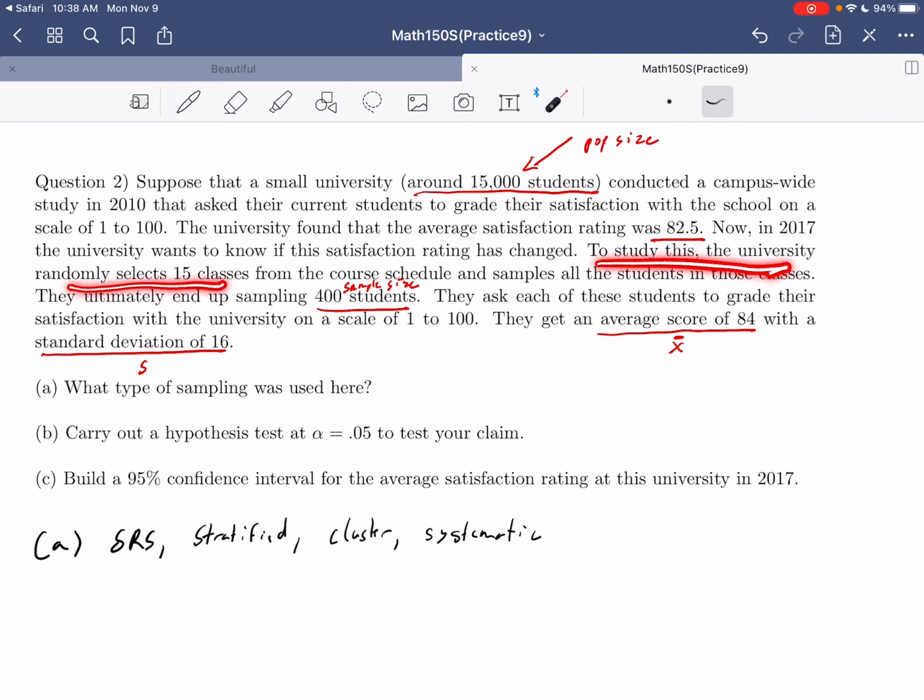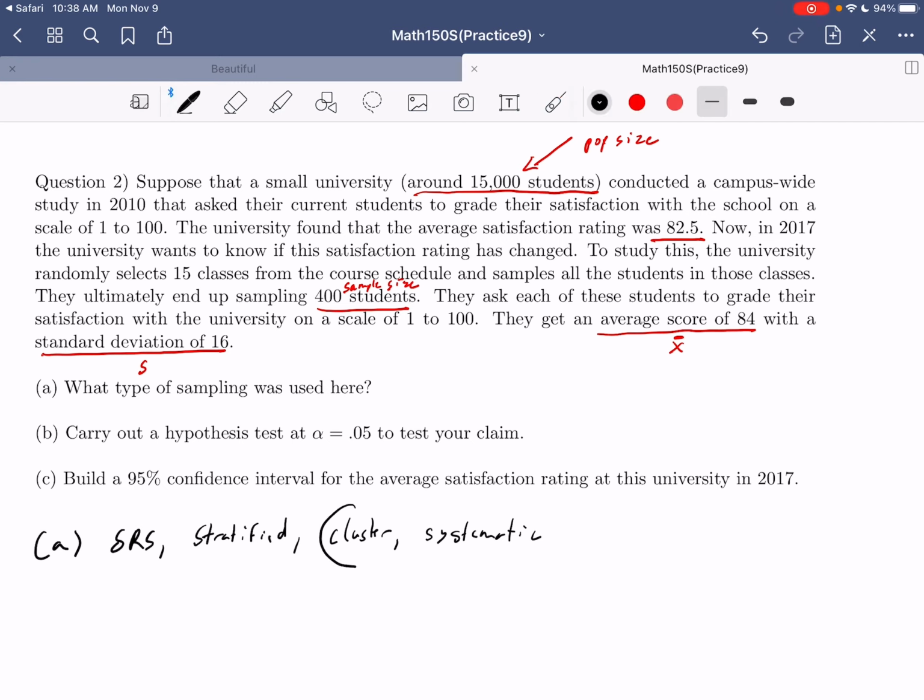They randomly selected 15 classes, but sampled 400 students. So they picked classes, but then once they picked a class, they took all the students in those classes. So remember, whenever your number of selections doesn't match the actual sample size, right? We only made 15 selections, but we ended up with 400 students. That means that every time we picked one of those classes, we added a bunch of people to our sample. Well, that basically meant that we added clusters to our sample.